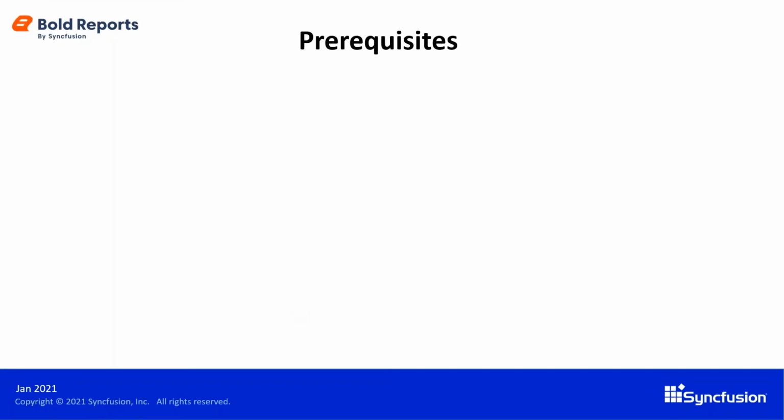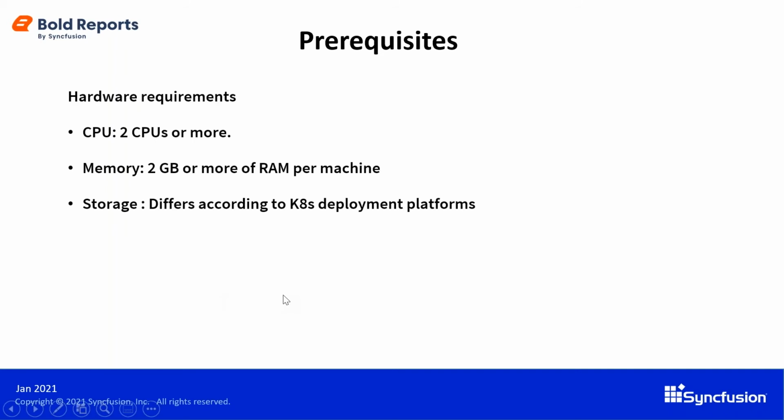Let's look at the cluster prerequisites for deploying the application in Kubernetes. The following hardware requirements are necessary to deploy the Bold Reports application in a Kubernetes cluster. CPU must be two or more. Here I denoted the VM as a CPU. Each machine should have a minimum of 4 GB RAM, and storage will differ depending on what platform you are going to choose. The following software requirements are necessary to run the Bold Reports Enterprise Edition.